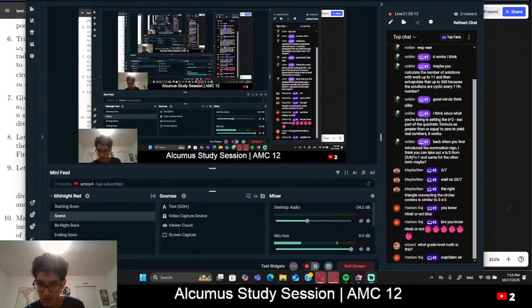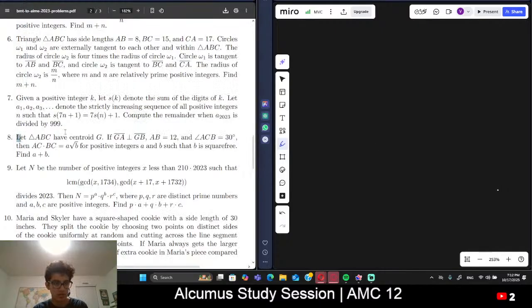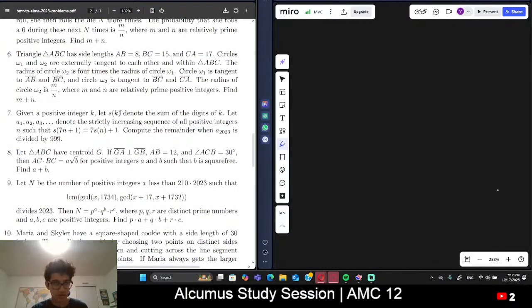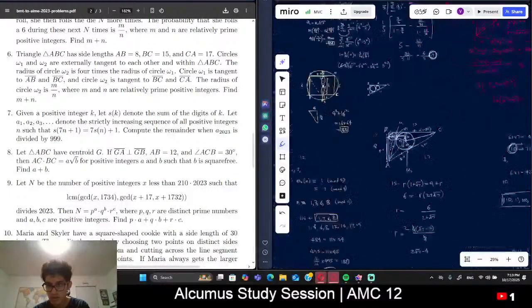The right triangle connecting the circle's centers is similar to, okay, yeah, 20 over 7 would have given you 27. So I'm guessing maybe Steve was right. Let's see what he might have done. Externally tangent to each other. I have a drawing for this. I should just use that, shouldn't I? It's this one.